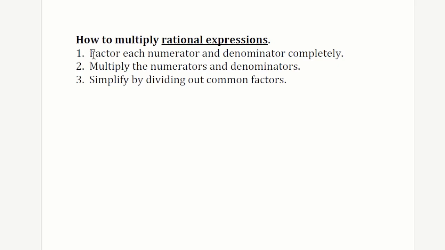So first step, we're simply going to factor each numerator and denominator completely. This is exactly reflecting what I was doing in the revised work of my problem number 2 on the board earlier. And then we multiply the numerators and the denominators. This step 2 is the fundamental of how we multiply any 2 rational expressions. And then the third step is to simplify by dividing out the common factors. This is the step where we simplify our final multiplied rational expression.